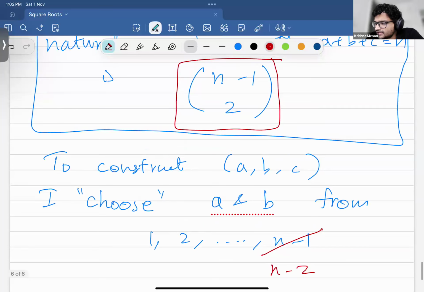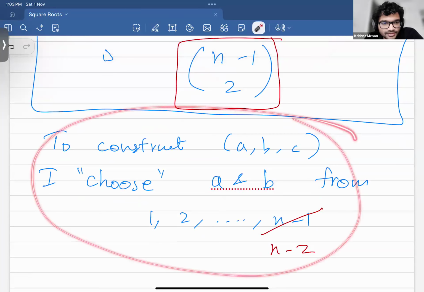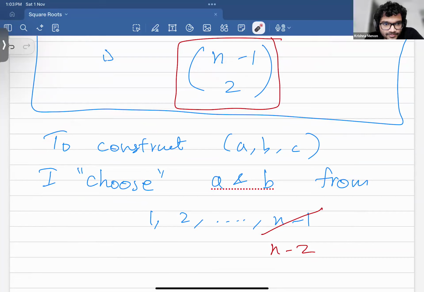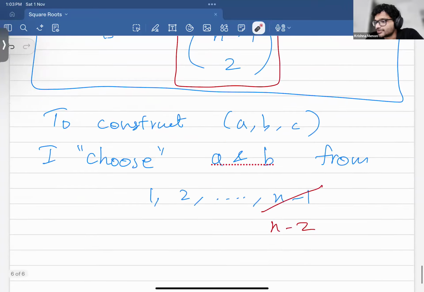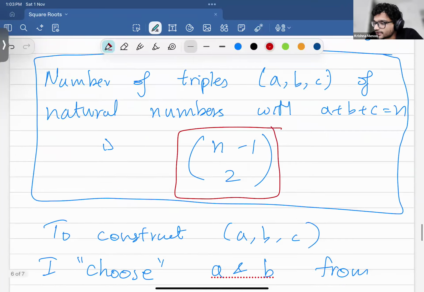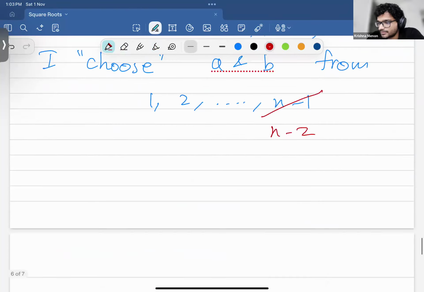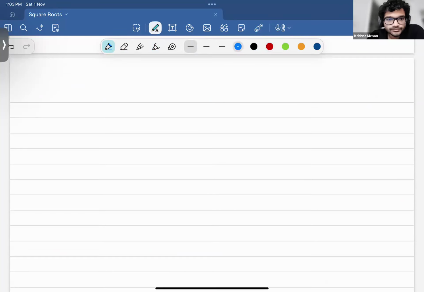Before the proof, Madhusudan, you don't agree with what was said over here, right? Yes, it feels a bit elongated and a bit confusing. Okay, so now you are proving that the number of triples a, b, c of natural numbers with sum n is n minus 1 choose 2. Yes, sir. Let me start.